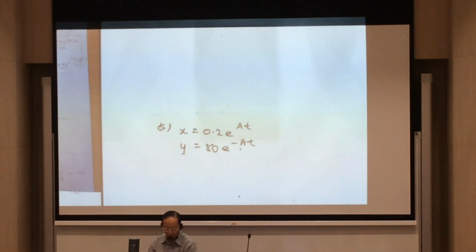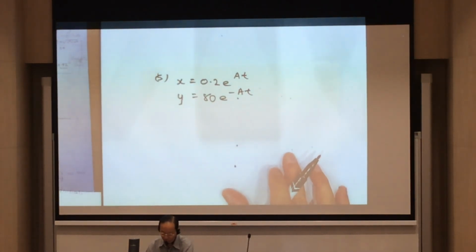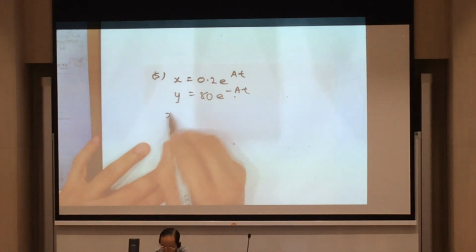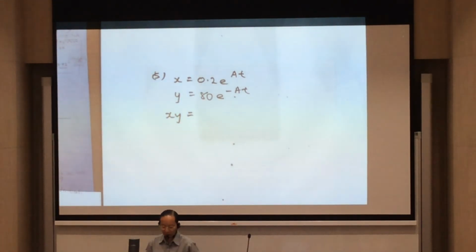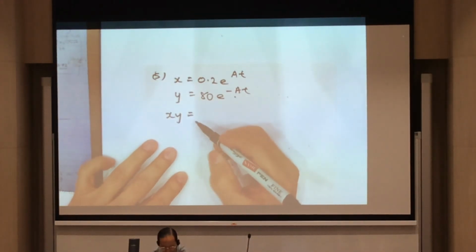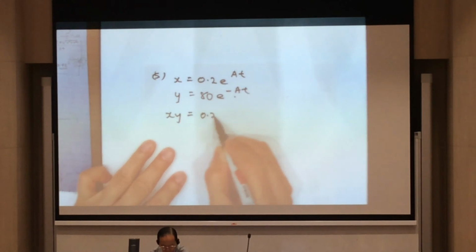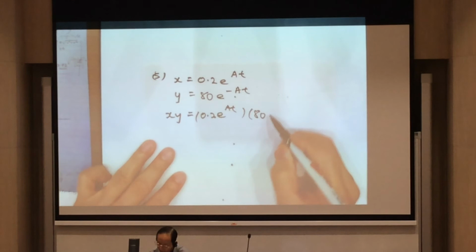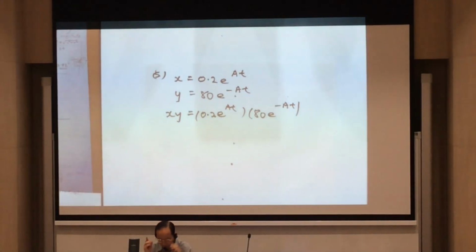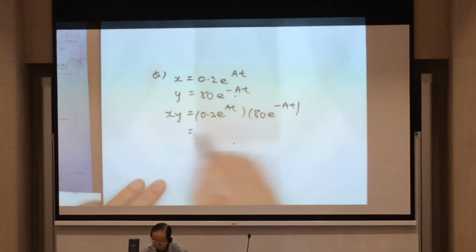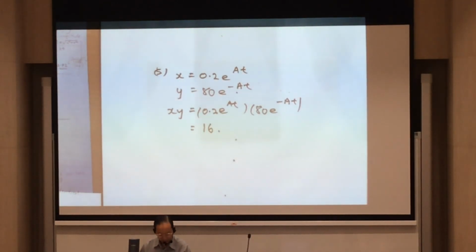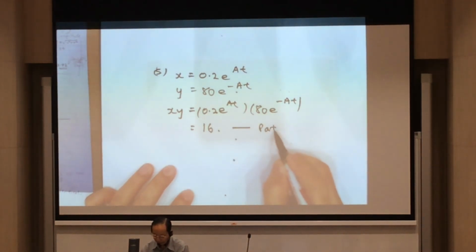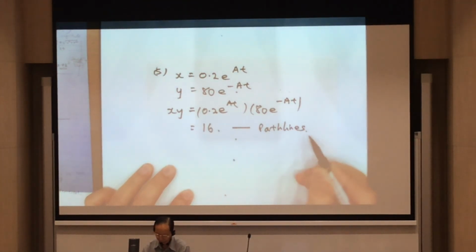And now, if we multiply x and y, this gives us our pathline. It has got no time involved. So xy is basically 0.2 e to the power of at, a times at, e to the power of minus at. And if you work it out, it should be equal to 60. So remember xy is equal to 60. This is the pathline.